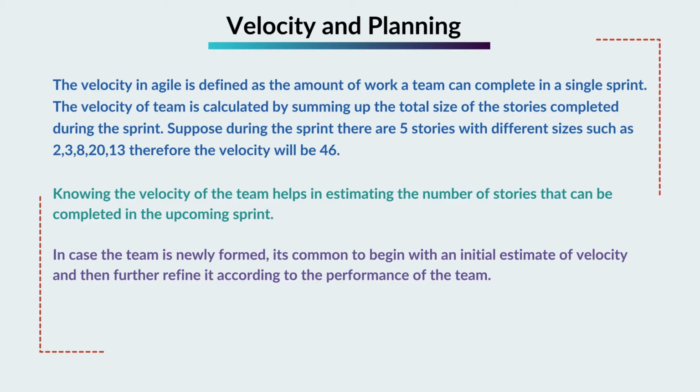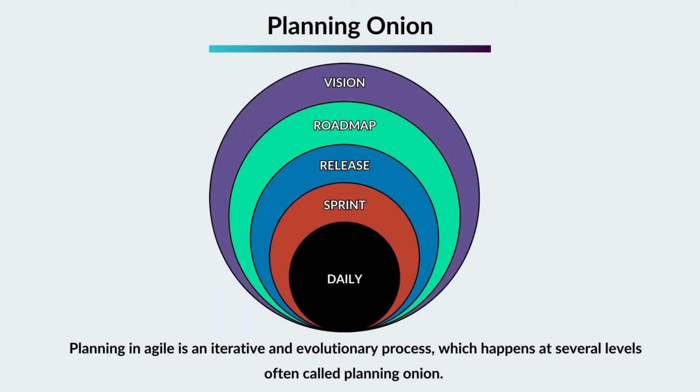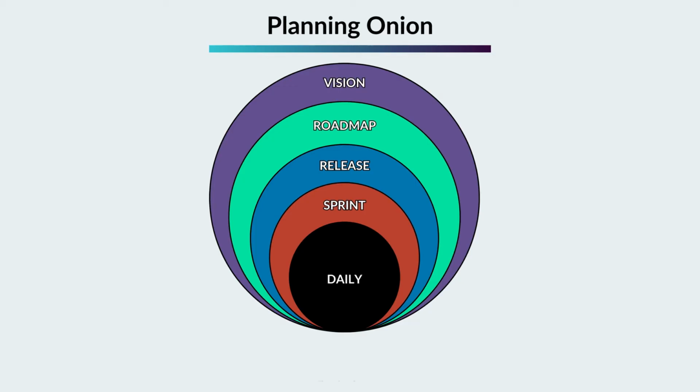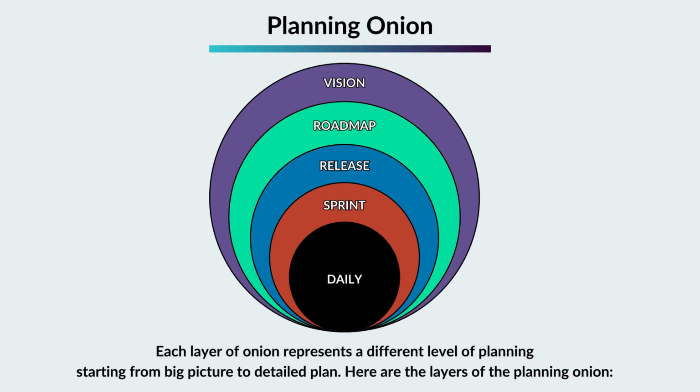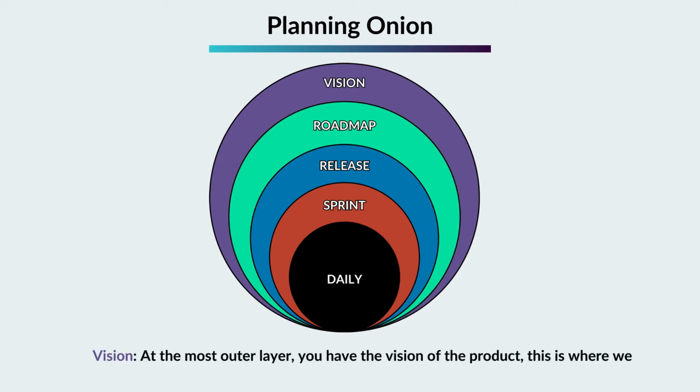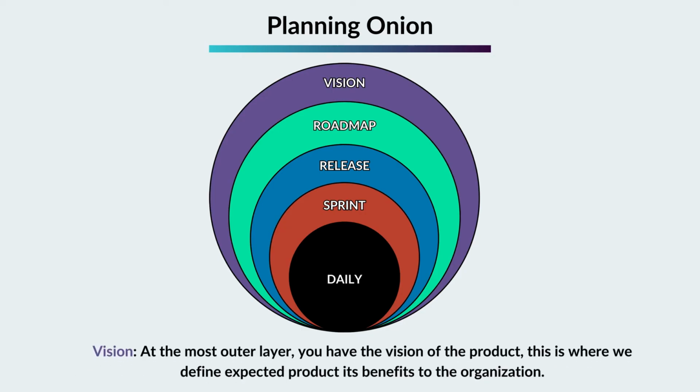Planning onion. Planning in Agile is an iterative and evolutionary process, which happens at several levels, often called planning onion. Each layer of onion represents a different level of planning, starting from big picture to detailed plan. Here are the layers of the planning onion. Vision. At the most outer layer, you have the vision of the product. This is where we define expected product, its benefits to the organization.